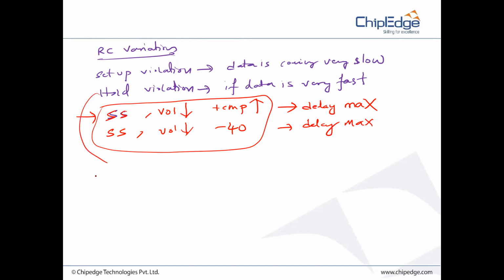Getting things? Now, what is the best case? You will be checking hold for the best case. Hold means it should be fast, right? Then what about voltage? Voltage should be higher, right? Then temperature should be less. Then is this the maximum delay or minimum delay? Minimum delay. Please understand, the delay will be minimum. So now both can be checked in worst corners.